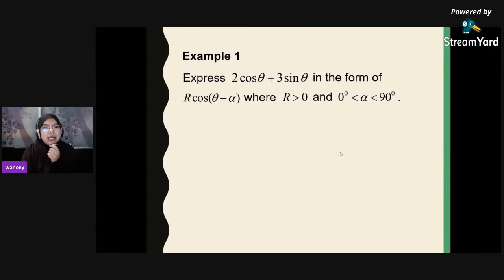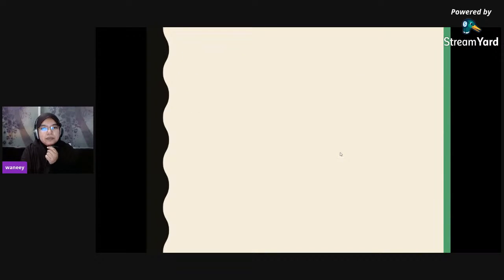Okay, so example 1: express 2 cos theta plus 3 sin theta in the form of r cos theta minus alpha, where r is greater than 0, so r is a positive number, and alpha is an acute angle, so alpha is somewhere in between 0 and 90 degrees. Okay, so firstly, let us write them down. So 2 cos theta plus 3 sin theta is actually equal to r cos theta minus alpha.